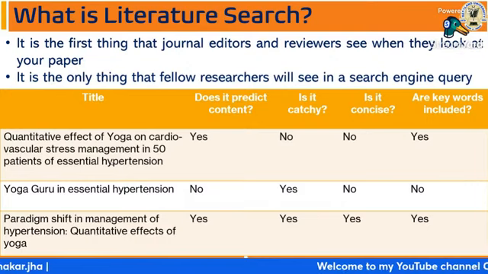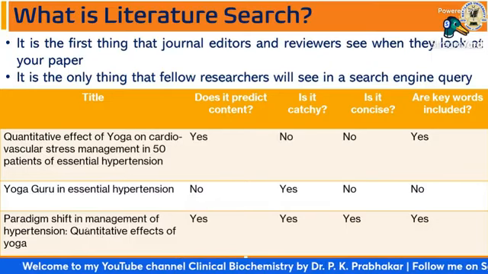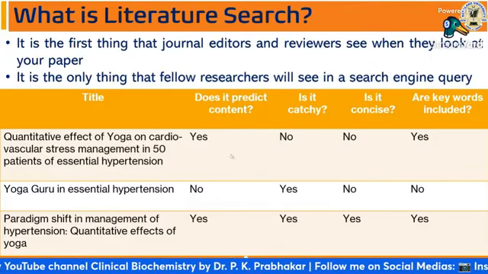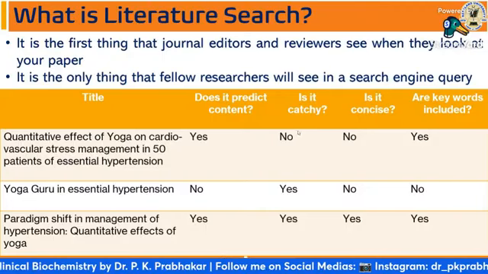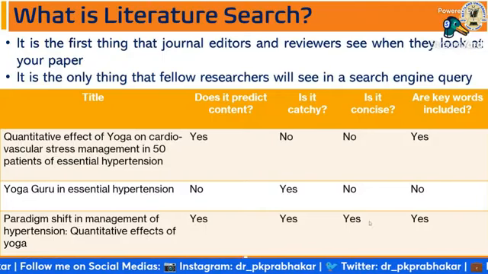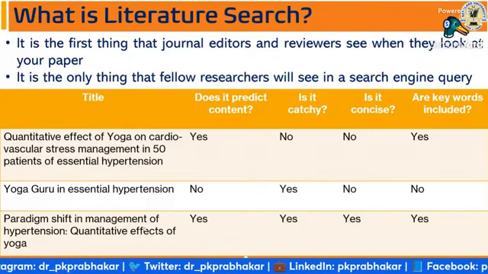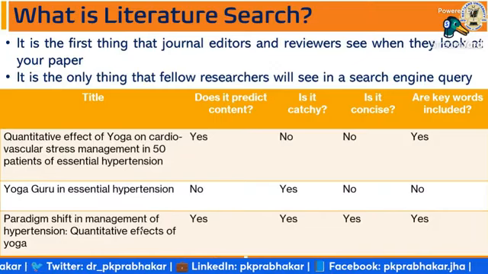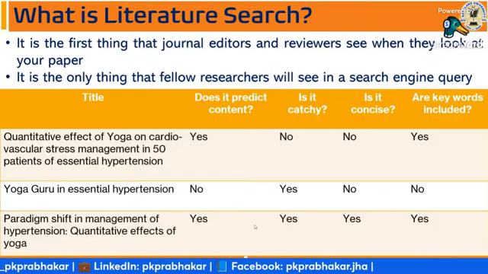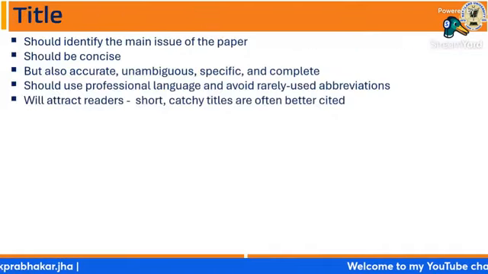Third, for the same title, the third option is: paradigm shift in the management of hypertension, quantitative effect of yoga. So does it give you information on what the paper will have? Yes. Is it eye-catchy? Yes. Is it concise? Yes, because it is not too lengthy. And are the keywords included? Yes, quantitative effect, hypertension, paradigm shift, management have been included. So in this third case, we have all 4 yes. So it means this is a good title. You can use similar things for your titles also.